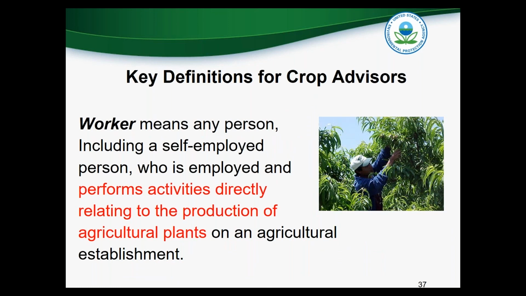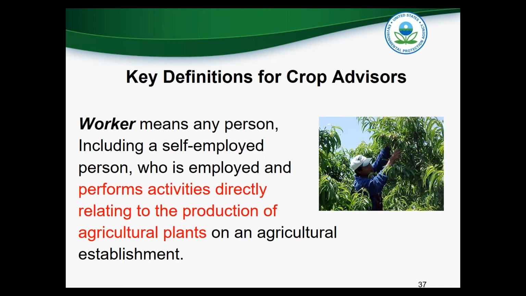So another thing, as I mentioned, is the definition of worker, which means any person, including a self-employed person, who performs activities directly relating to the production of agricultural plants on an ag establishment. So most of the time we think of workers as somebody that is just doing harvesting, weeding, hoeing, and things like that. But as you can see, if you start doing crop advising tasks after the REI, then you are defined as a worker. You're still doing a crop advising activity, but because you're doing it after the REI or after application, you're now defined as a worker under the rule.